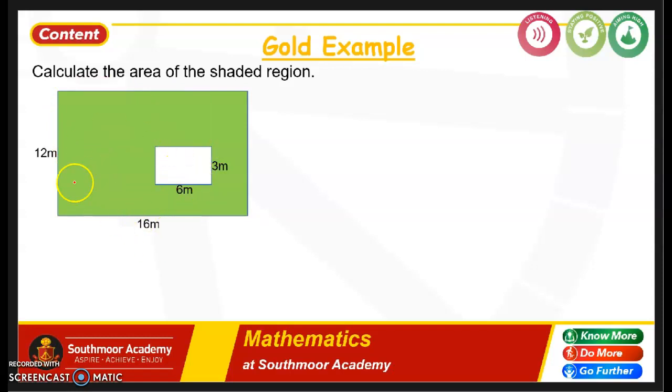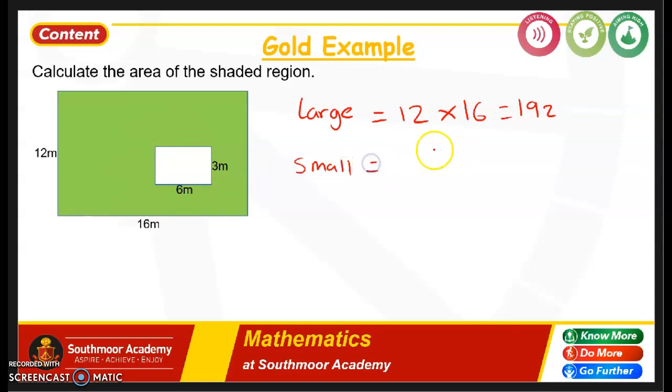We're first going to work out the area of the large rectangle, and then we're going to work out the area of the small rectangle. So let's do that first. The large rectangle is going to be 12 times 16, which is equal to 192. Then we're going to work out the area of the small rectangle, which is going to be 6 times 3, to give us 18.